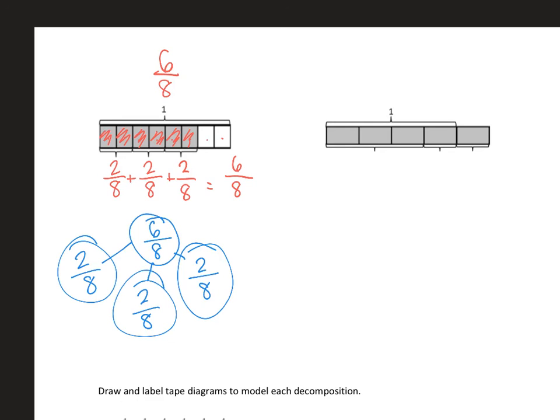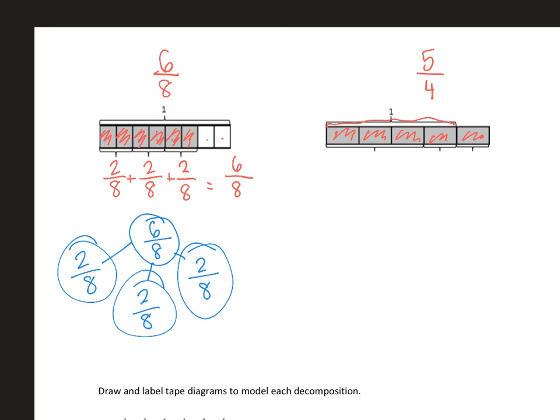All right, looking at the next one, I can see that inside the one whole, there are 1, 2, 3, 4 units. So I know that my denominator is going to be 4, because that's how many units are inside the one whole. But I see that they have shaded in 1, 2, 3, 4, 5 units. So this tape diagram is representing the fraction 5/4. Now I'm going to label what they bracketed together.